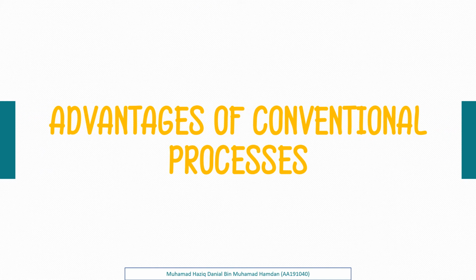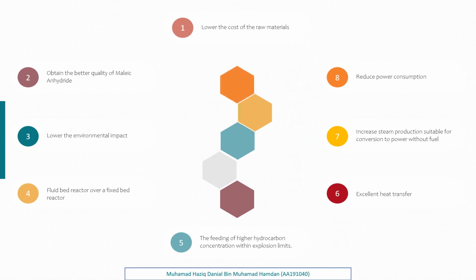AA191040. Okay, today I will continue to present the advantages of the conventional process. We use butane instead of benzene, which lowers the cost of the raw material and obtains better quality maleic anhydride because of the efficient separation and purification step, utilizing organic solvent as a media.